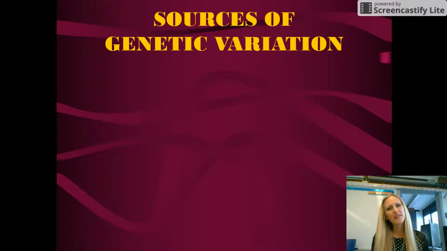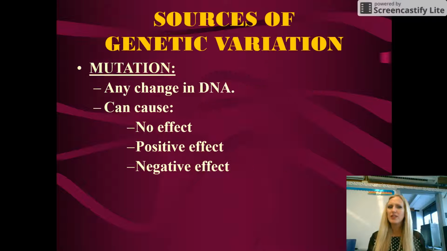So where do sources of variation come from? Most variation comes from mutation. In fact, the only way we ever get new traits is from mutations, or changes that happen to DNA. But don't forget, mutations aren't always good. Sometimes mutations actually have no effect on an organism, and sometimes they have bad effects. So mutations aren't always just sources of good things.